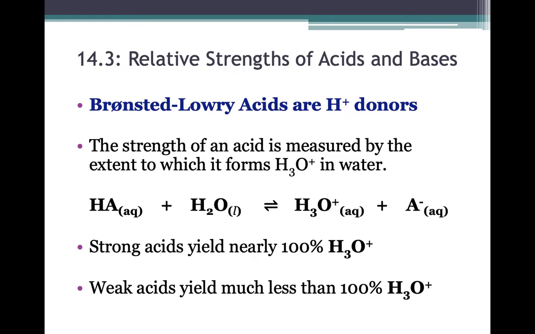Something like acetic acid, which is a weak organic acid, is actually only about 5% dissociated in water, whereas if we add hydrochloric acid to water, it goes into solution essentially 100%.